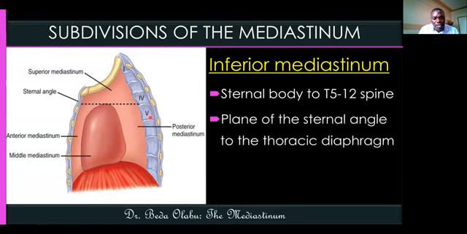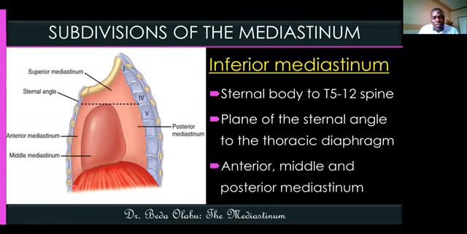From above, we can say that the inferior mediastinum extends from the plane of the sternal angle up to the level of the thoracic diaphragm. We divide the inferior mediastinum into 3 based on the location of the heart. Where the heart is located is considered to be in the middle mediastinum. So the region in front of the heart is considered to be in the anterior mediastinum, and the region behind the heart is considered to be in the posterior mediastinum.